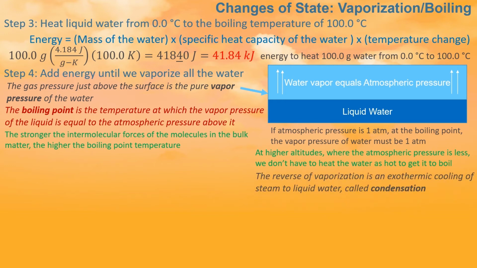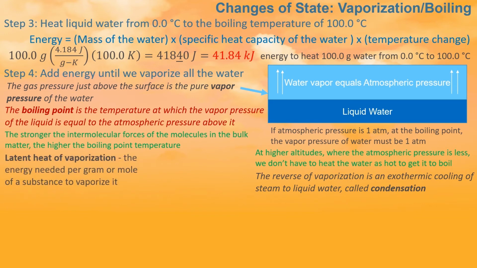The opposite process, where we cool the system so that the vapor phase transitions back to the liquid phase, is called condensation. So let's continue with our heating curve. To calculate the energy of vaporization or boiling, we need a quantity unique to the water called the latent heat of vaporization, which is the energy needed per gram or mole of a substance to vaporize it. For H2O, this is 2,259 joules per gram in our table.